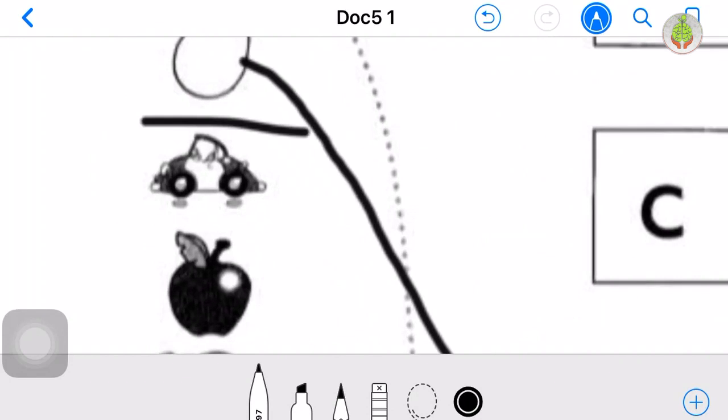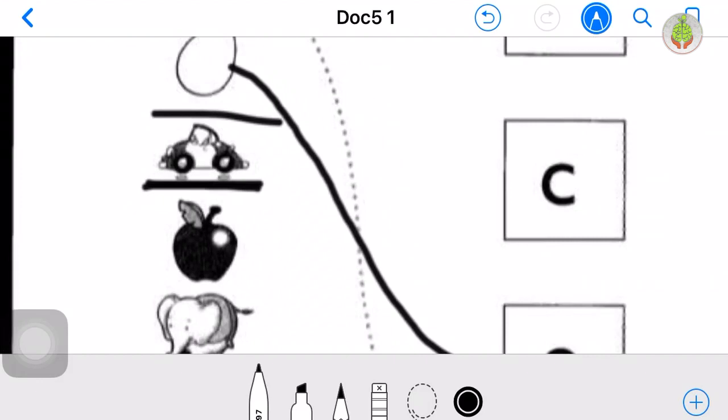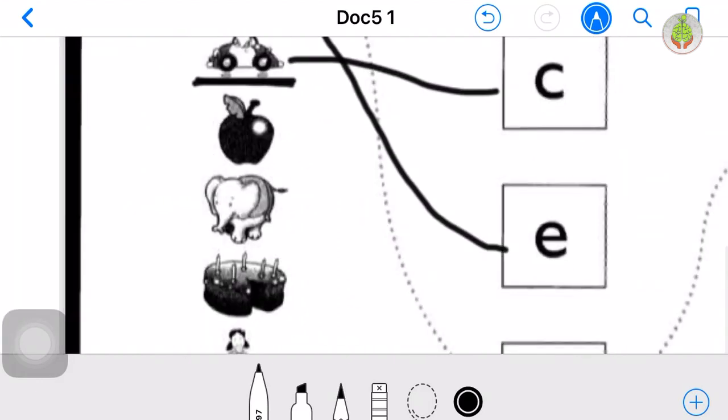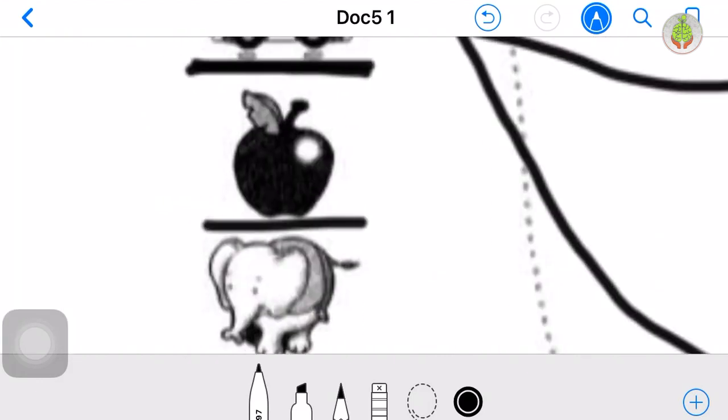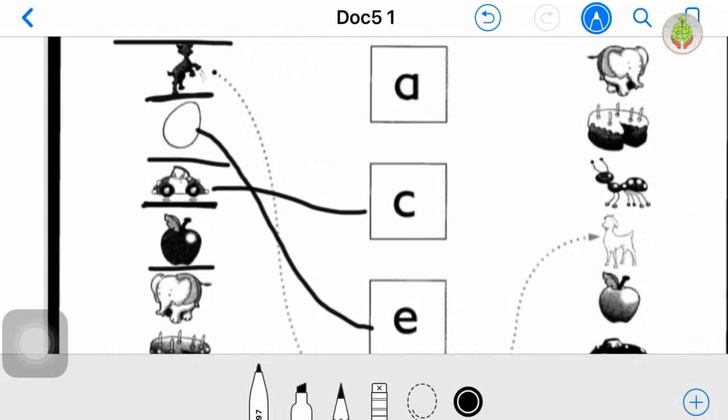Next, what do we have here? Here we have core. It starts with the letter C. K, K. Core. Then, what's this? Yes, it's an apple. Apple. It starts with the letter A. A, A.